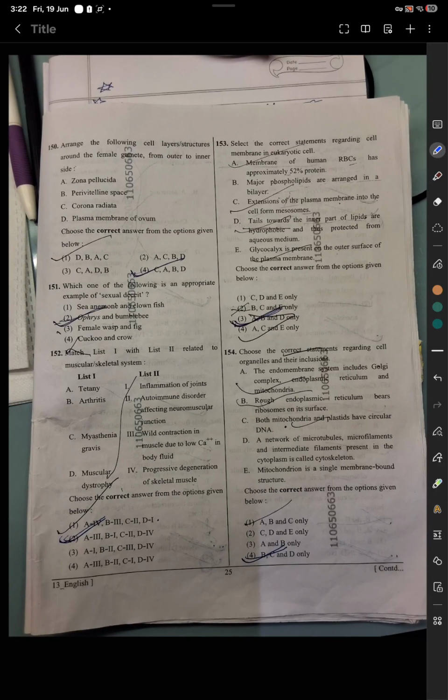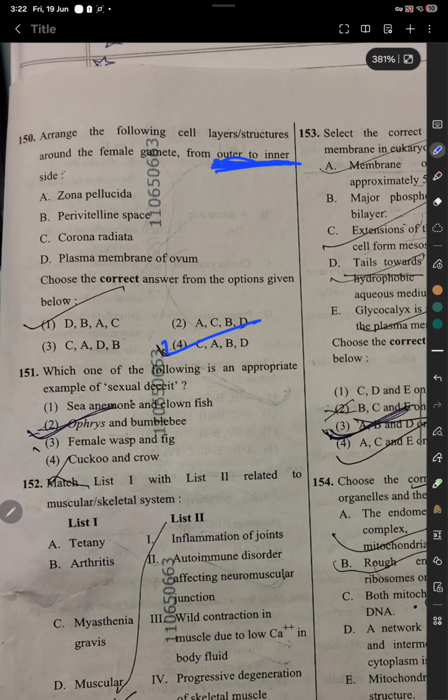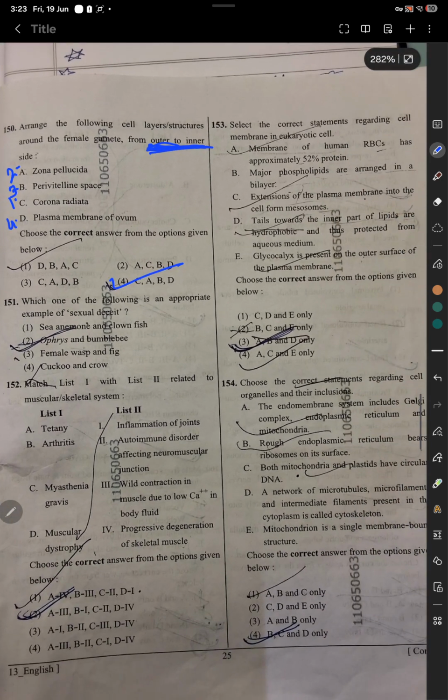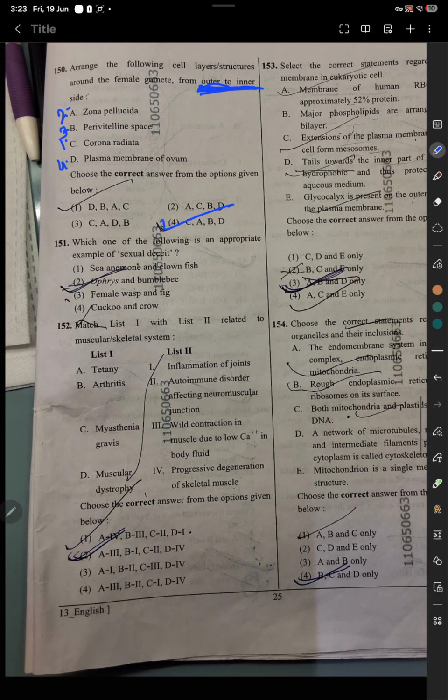Arrange the following cell layers structure around the female gamete from outer to inner side. So here it is outer to inner, not inner to outer. So option number 4 is correct. First it's C, then 1, 2, 3 and 4. This is the correct order. So let's move to next question 151.